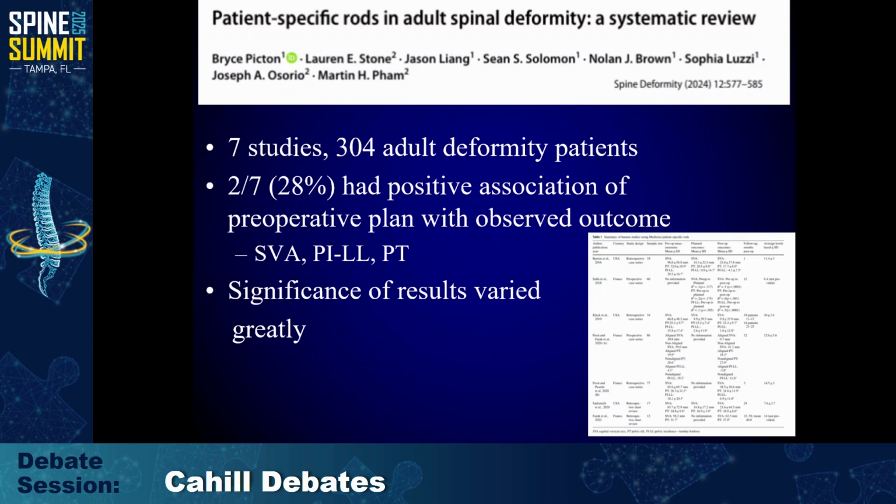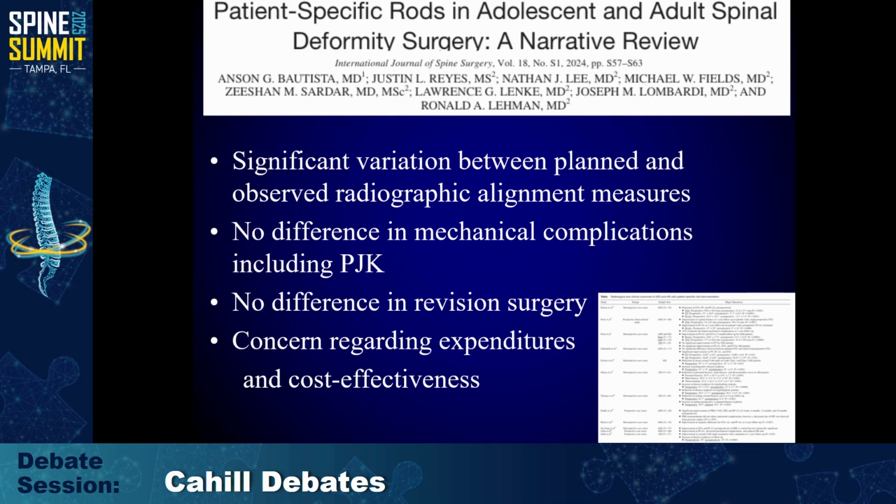Then a couple of systematic reviews again confirmed that there's no real value to these patient-specific rods. In this systematic review of 7 studies, 304 adult deformity patients, only 2 out of 7 studies actually had a positive association between sagittal parameters and outcomes. And what they showed is that the significance of the results really varied greatly. Another, a narrative review, showed no difference in revision surgeries and raised concerns about expenditures and cost effectiveness. No difference in mechanical complications, including PJK, between the pre-bent rods and the historical rods.